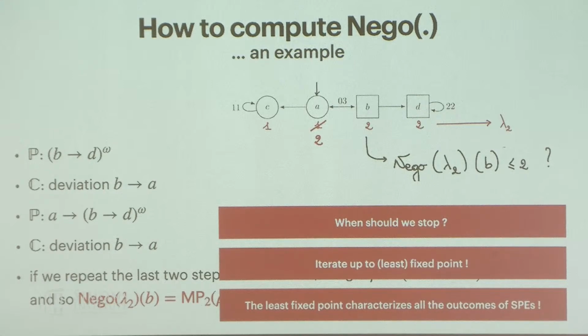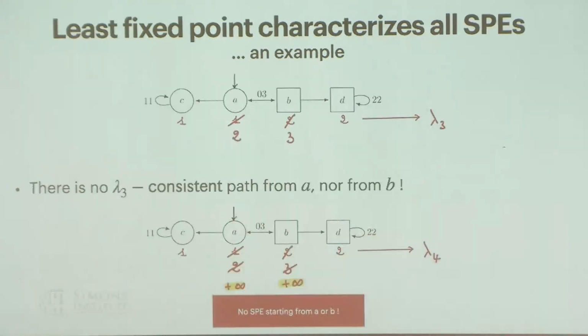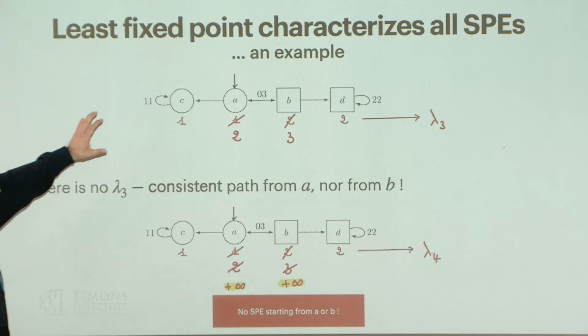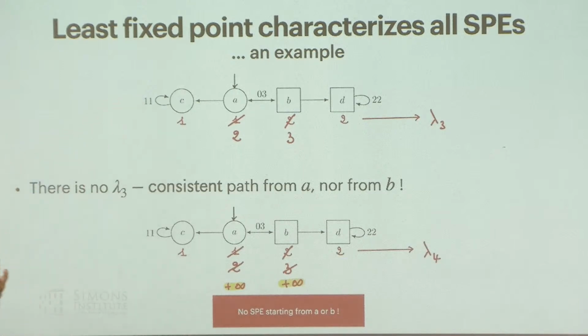And so it is guaranteed that there exists a least fixed point for this function. And this least fixed point, we can prove that it characterizes exactly all the SPE in the game. Okay, so now let's continue to consider this example, because it's quite interesting. So now we are at F3 and then 2.